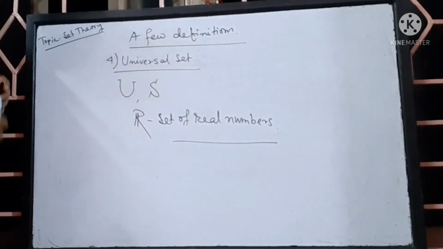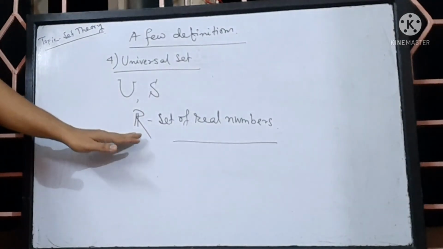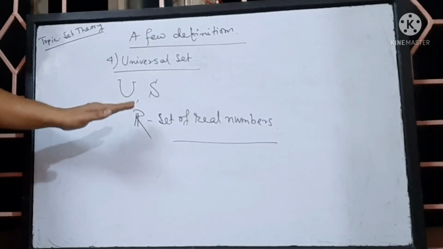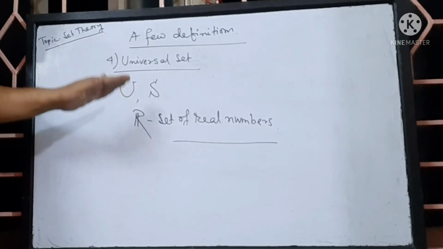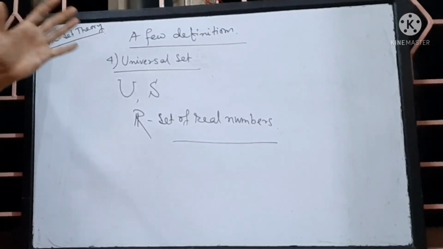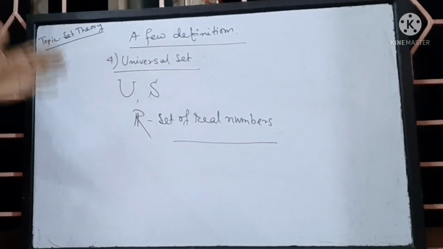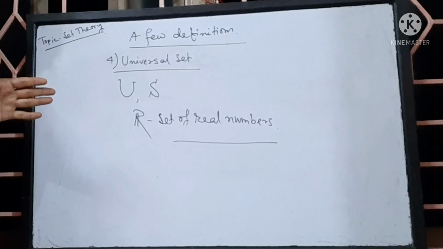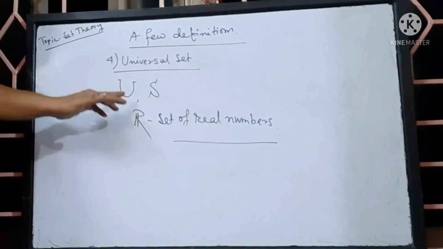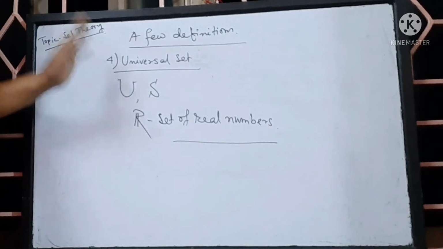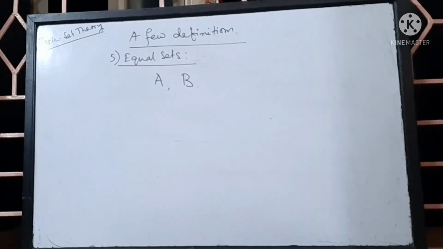In case of the real numbers, this set R is the universal set. So I think it is clear for you that, in some discussions, the largest set is always represented by the universal set, that is by U or by S.